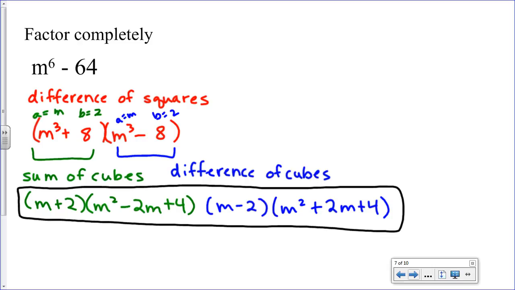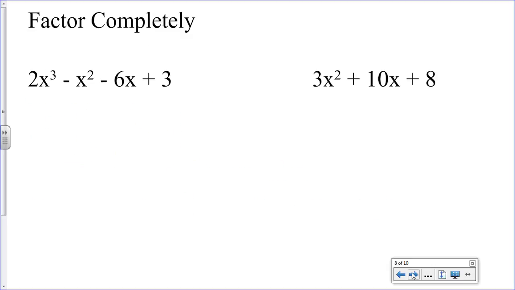Okay, so I kind of asked if we could do difference of squares or difference of cubes first, and you can. You can. It'll just look a little bit different here. It won't be quite as factored, but I wouldn't take off if you did that. Okay? All right, so let's keep practicing.